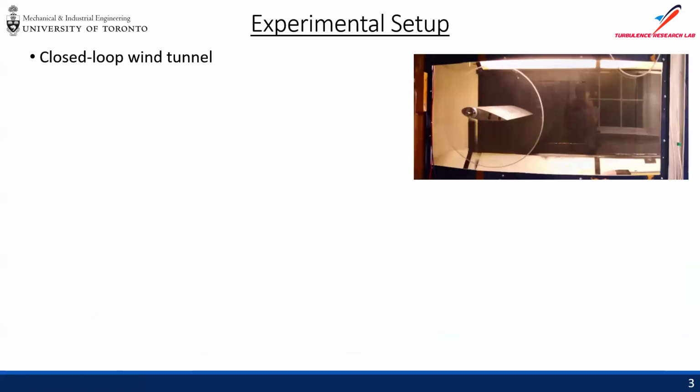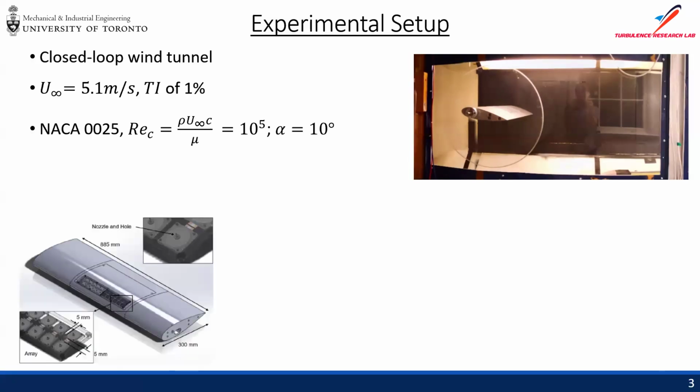So we're going to start with the experimental side of things. Experiments were done at the University of Toronto Turbulence Research Lab, in a closed wind tunnel, primarily looking at a NACA 25 airfoil. The freestream velocity for this set of experiments was 5 meters per second with a turbulence intensity of 1%. This gives us a Reynolds number of 10 to the 5, and we're fixing the angle of attack alpha at 10 degrees. For this Reynolds number, we're expecting a laminar separation, and then the flow transitions to turbulent.